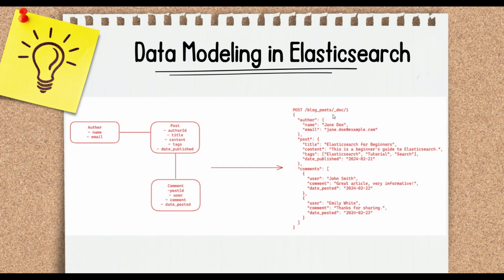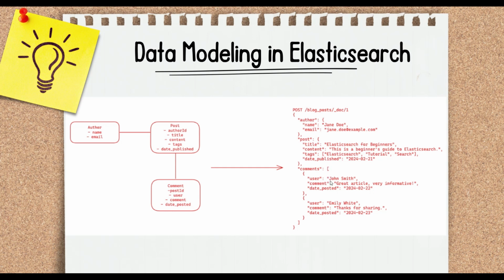Elasticsearch will create only one index, that is blog post, and inside that it will create the document, or you can create a sub-document as author. This author information goes to this author JSON section, this post section goes to post, and this comment section goes to comment. But how will it relate to this particular user? It will create an array list, or a list format.